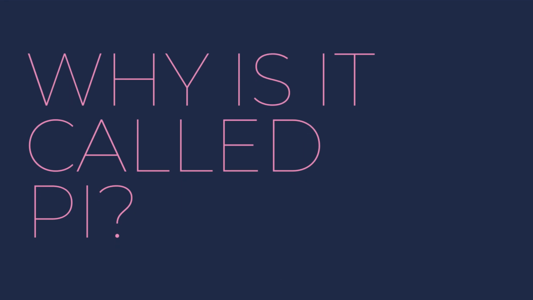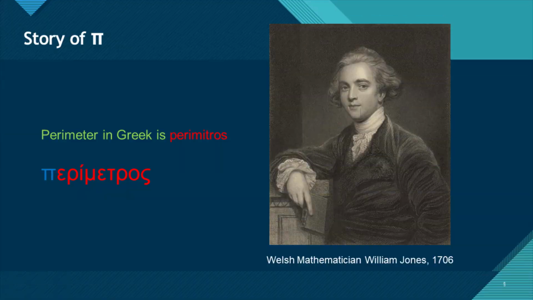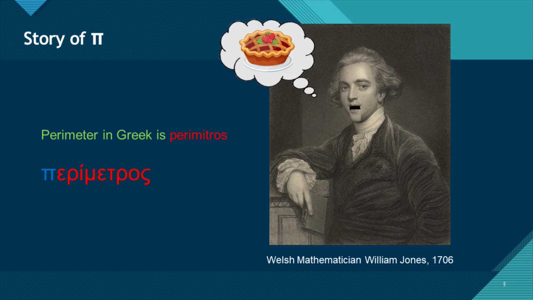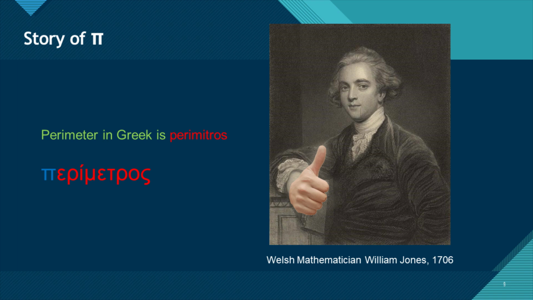But why is it called pi? Well, it was first called pi in 1706 by a Welsh mathematician named William Jones. It wasn't because he was thinking of a nice cranberry pie that he named it so, but because pi is the first letter in the Greek word perimetros, which means perimeter.